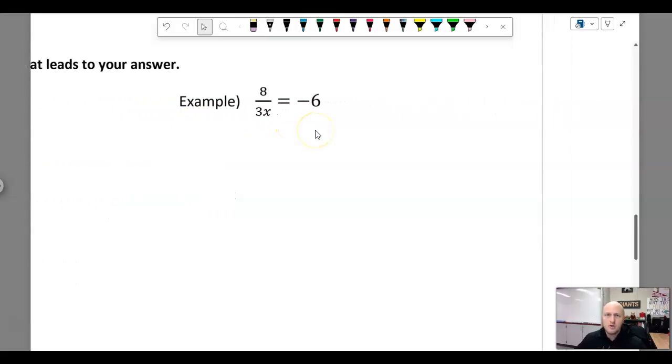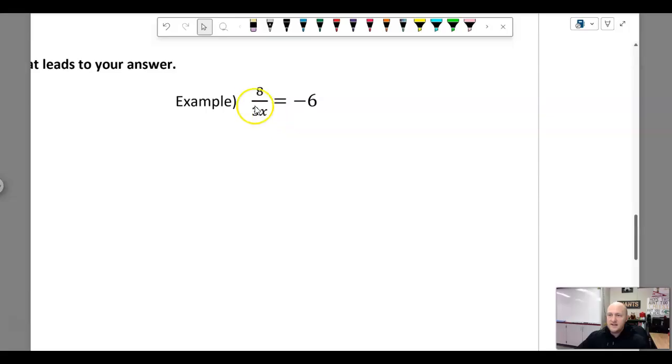Let's check out another way. 8 over 3x is equal to -6. Whenever I have a whole number, especially when I'm dealing with fractions, I like to make it a fraction. You like to make it a fraction? Yeah, it makes it simpler and I don't make silly mistakes. The denominator of this -6 is 1. Make sure you recognize that. There is a denominator, it's 1.